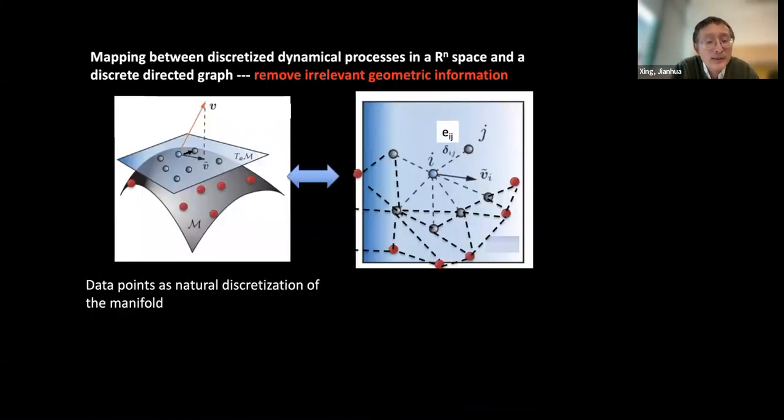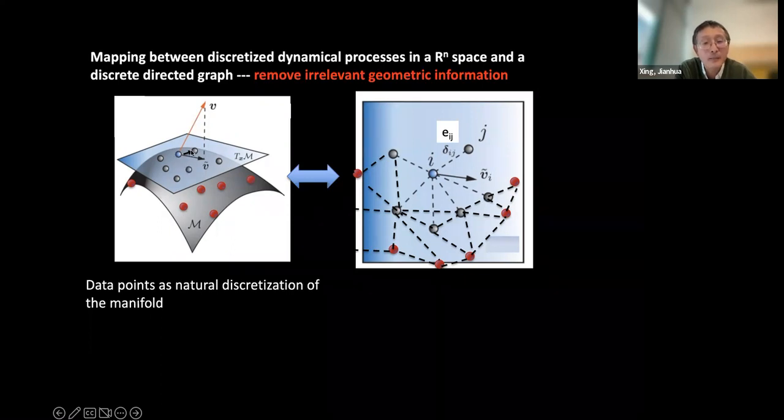So the way to do it is you can discretize using your data points. That's a natural discretization of your manifold, right? So you can convert your transition dynamics into transitions, jumps among these data points. You can assume the data exchange with jumps to neighboring points, so you can make a transition. So again, we use this discrete graph.